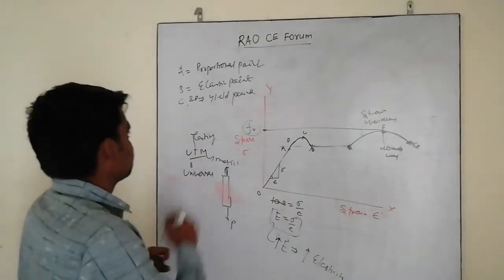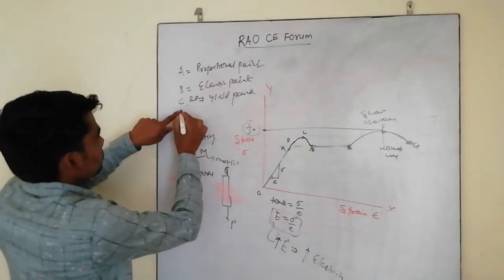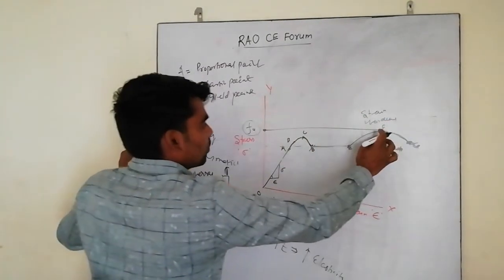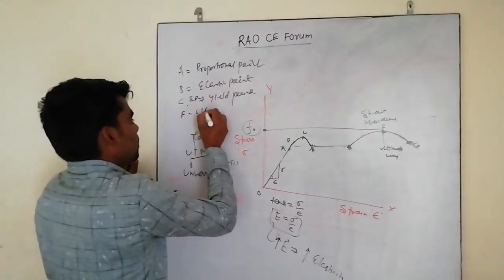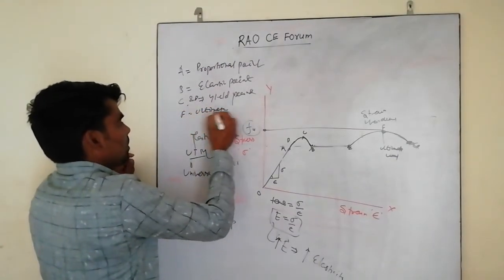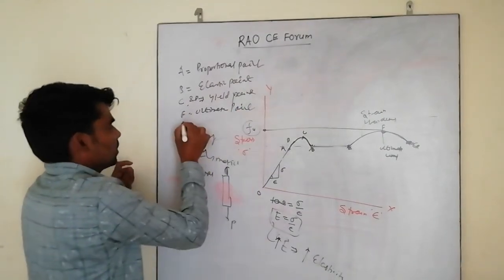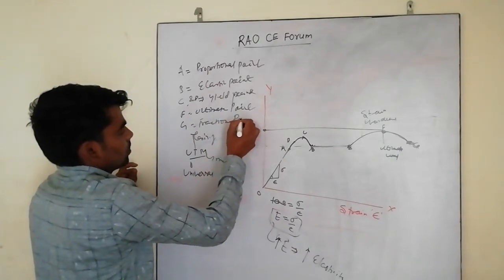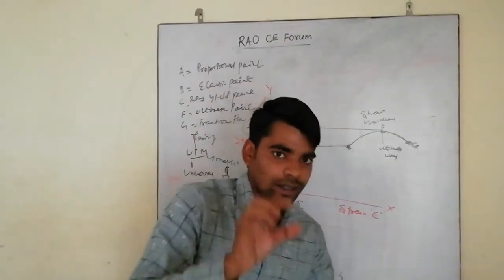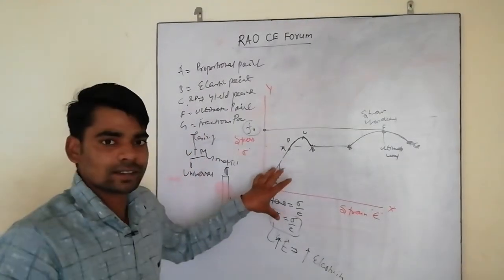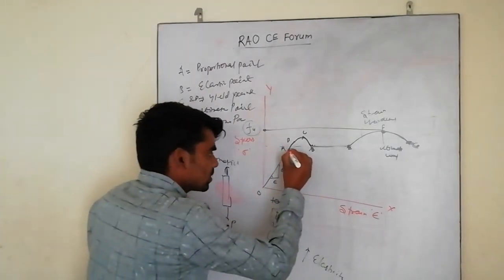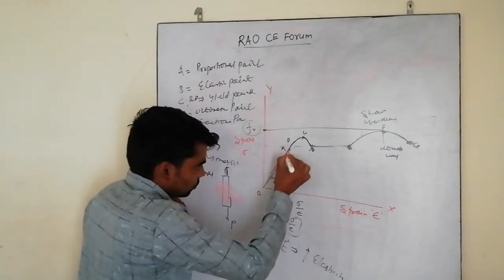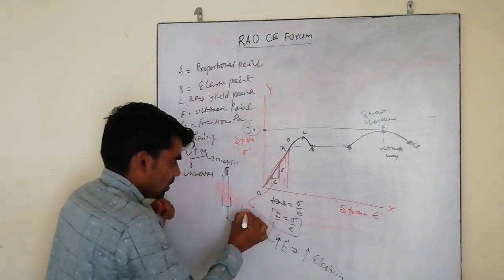So this is yield point D, F is the ultimate point, and this is the fracture point. Friends, I will show you the regions shown by the stress strain diagram. This line shows the linear region. What is shown? Linear elastic.